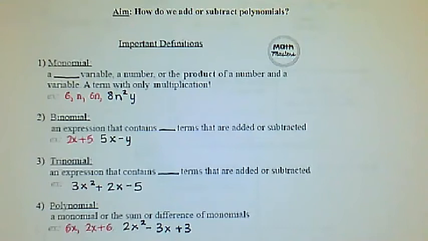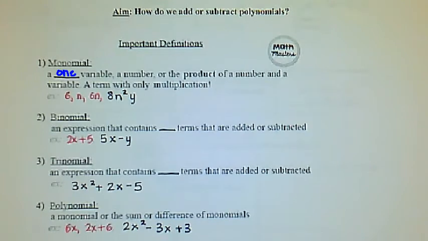First, before we talk about a polynomial, we need to talk about a monomial. If you think of what mono means, one. That's exactly what a monomial is: a number, a variable, or the product of a number and a variable. So a term with only multiplication. That's the only way that it's considered a monomial.